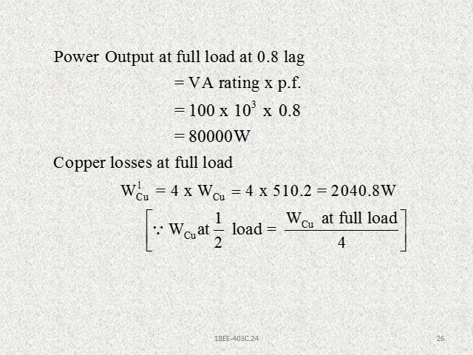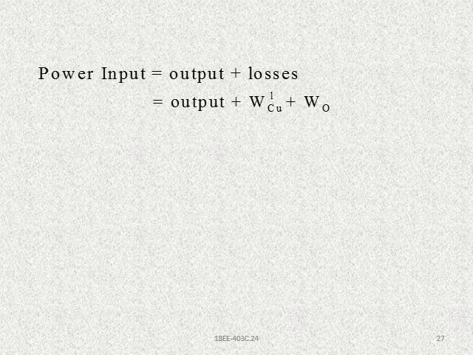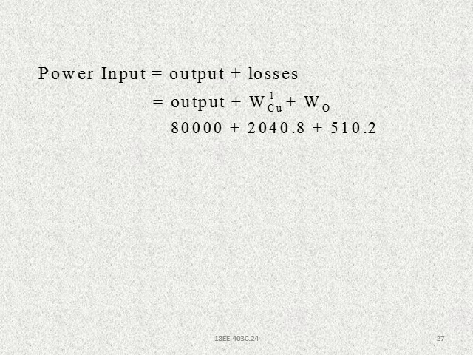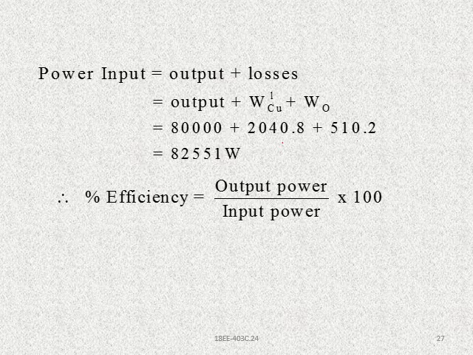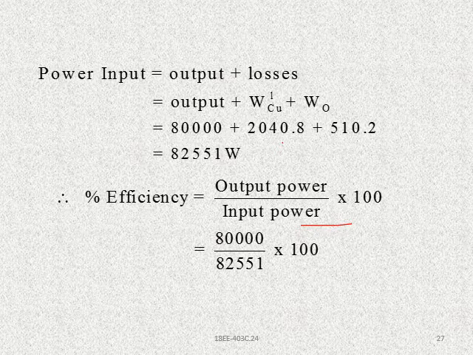So WCU at full load is obtained from the half load value by that formula. The power input is equal to output plus losses, output plus WCU plus W0. That total is 82,551 watts. Then the efficiency is output by input into 100. We have clearly the output and input. That gets you 96.9%.